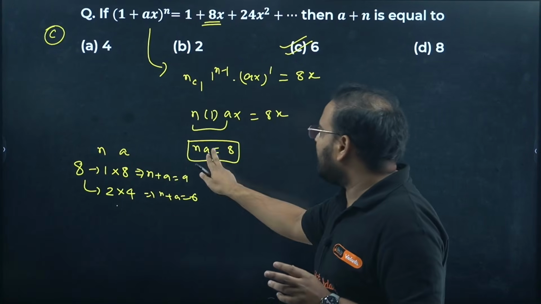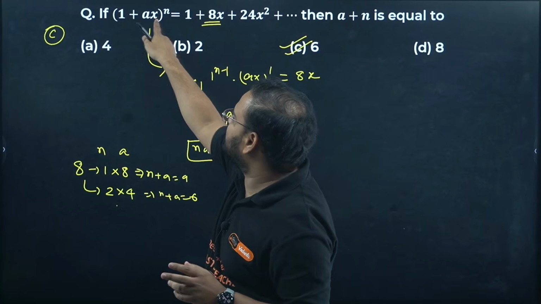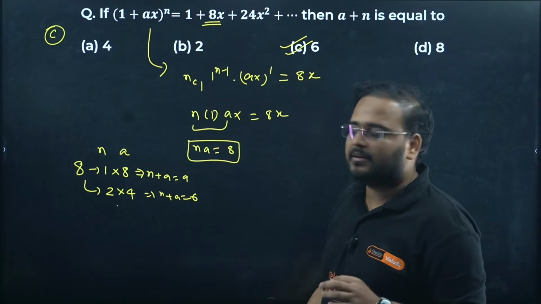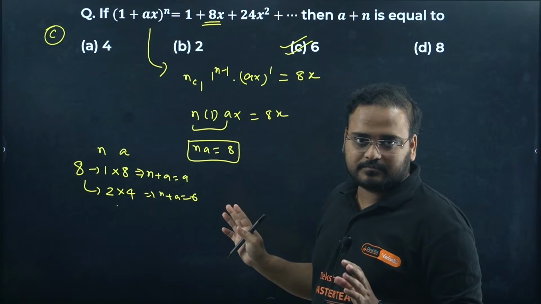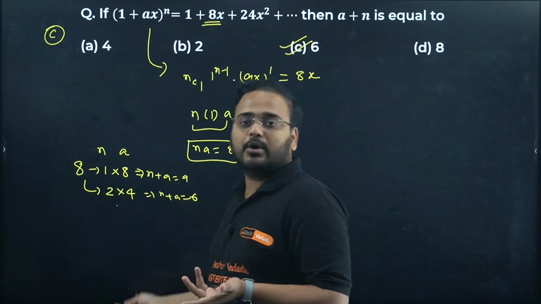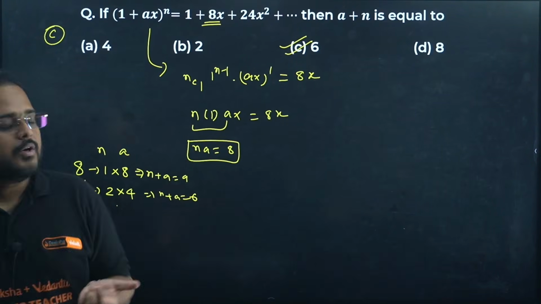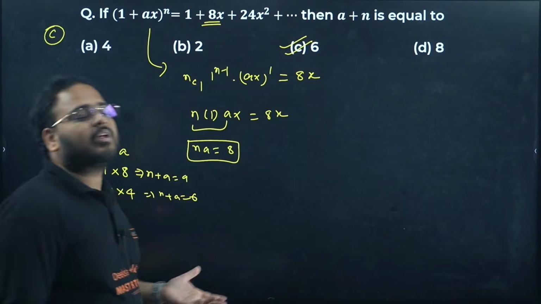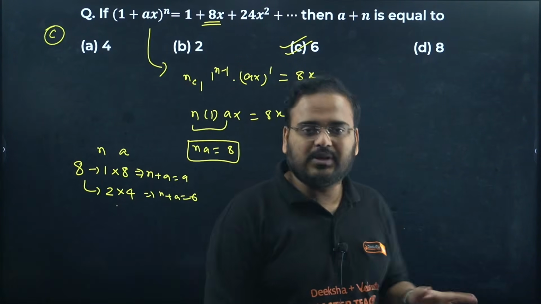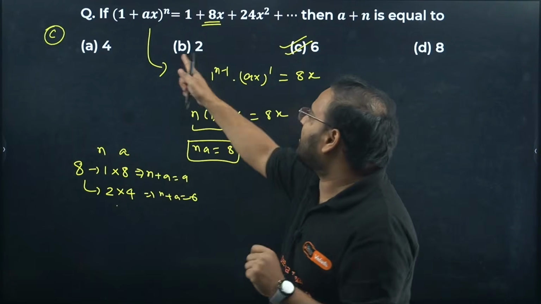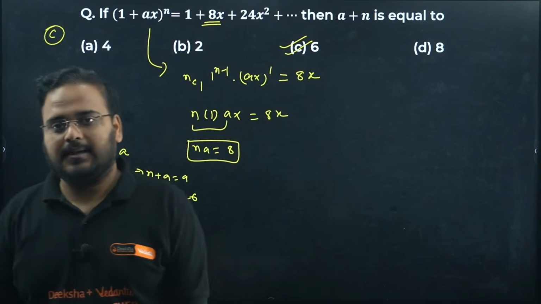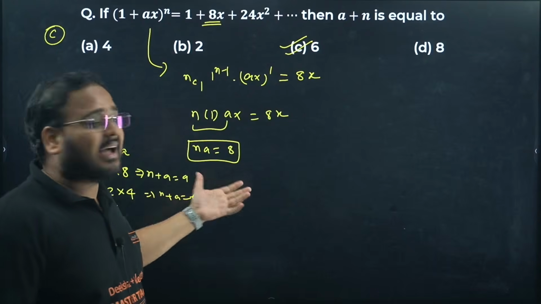If you compare the second term of this with 8x, you get the product na as 8. If you write the factors of 8, you get 1 into 8 or 2 into 4. 1 into 8 gives the sum as 9 and 2 into 4 gives the sum as 6. 2 plus 4 is 6, 1 plus 8 is 9. We don't have 9 over here, so 6 is the only option. I take the option and move on. Answer is C. Correct. What about the actual method?